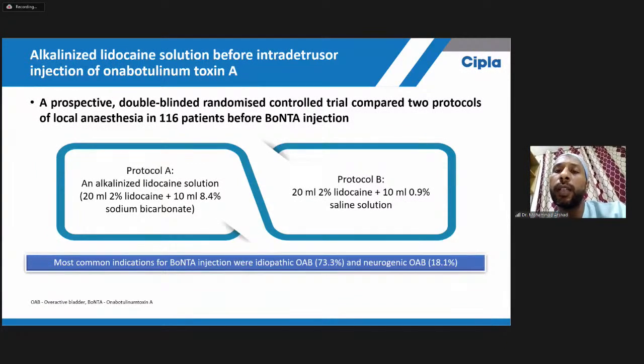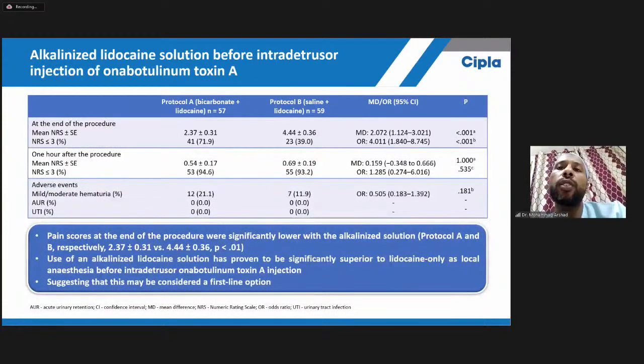It's the same. This study was conducted by a Chinese group. They have done a double-blinded randomized trial comparing protocols of local anesthesia with botulinum toxin A, and they found that the alkalinized lignocaine solution had a better safety profile and compliance in the persons given protocol A compared to protocol B. The same thing: the bicarbonate lignocaine solution along with the botulinum toxin was better compared to protocol B, in which saline was given with the xylocaine along with the botulinum toxin solution.